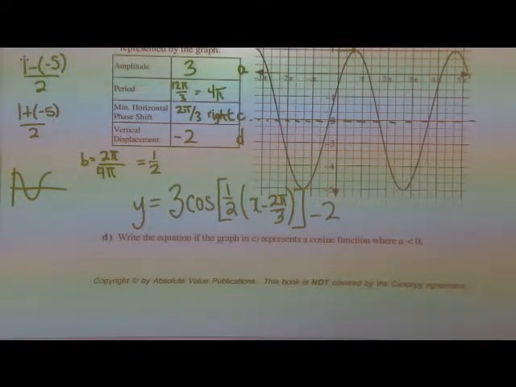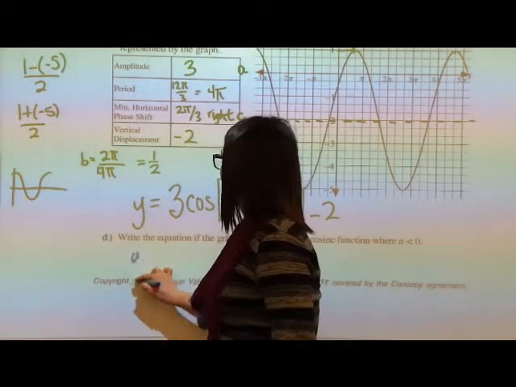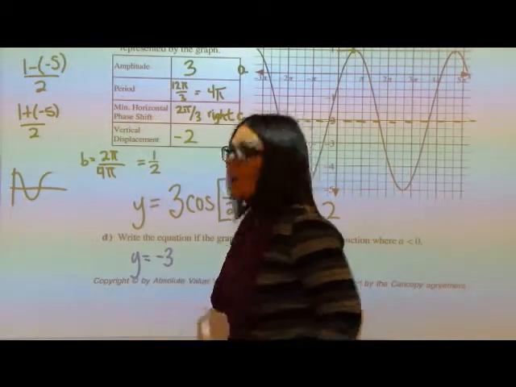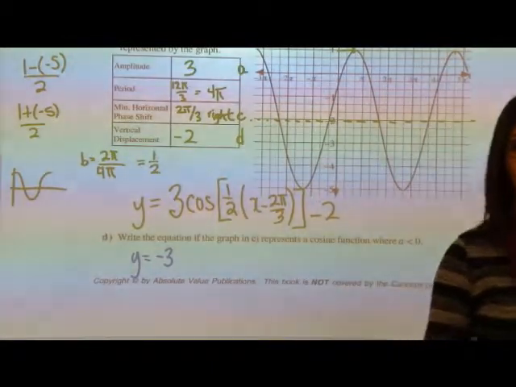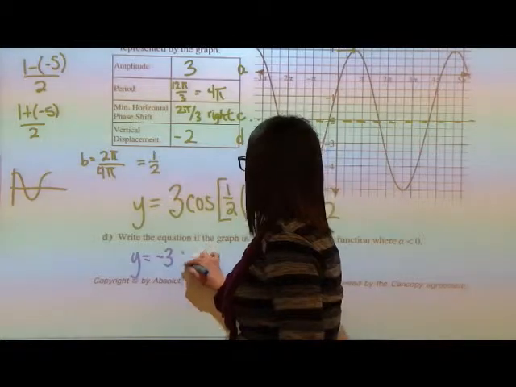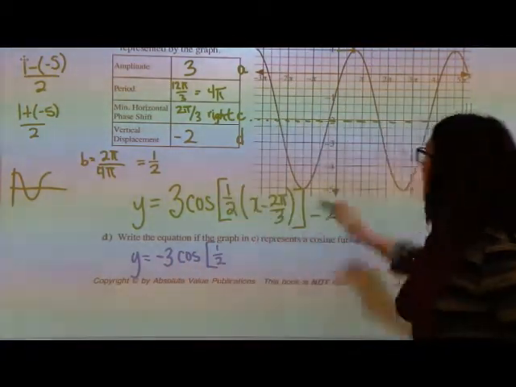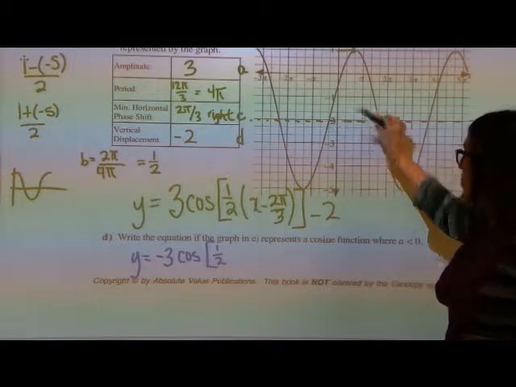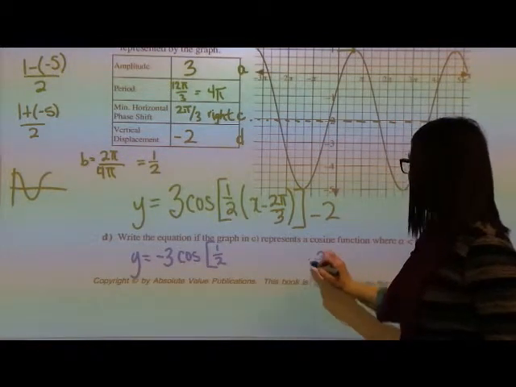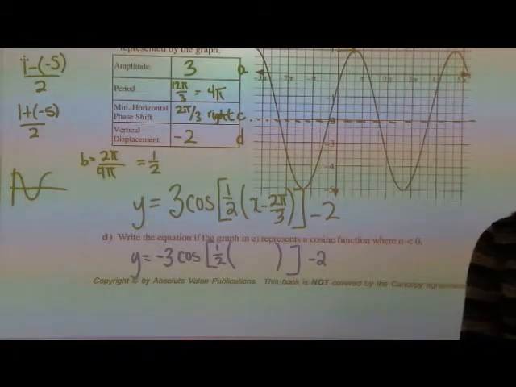Awesome. What happens if I change my A value to be negative? So if I start off with a negative 3, what gets impacted? Does the period change? Nope. So I can still have that cos 1/2. Will the midline change? Nope. So I'm still going to get a minus 2. The change is the phase shift.